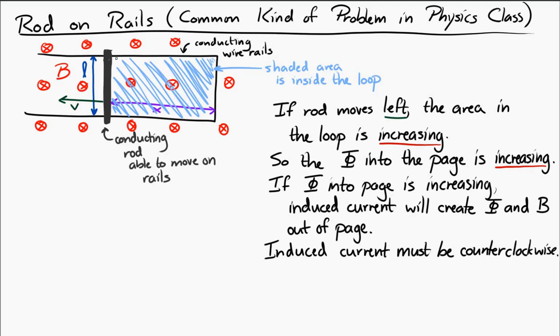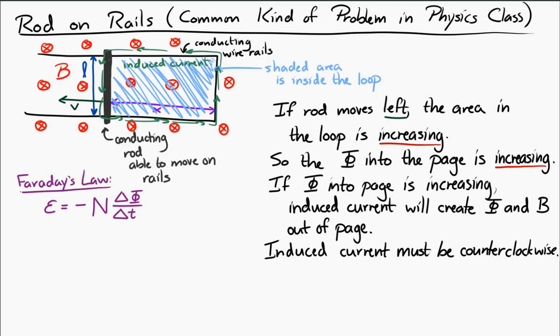Okay, also, we have Faraday's law. Let's try applying Faraday's law to this situation. Well, we have that the EMF is equal to negative N times the rate of change in the flux. And the flux here is BA cosine theta. So we can get an expression for the EMF.